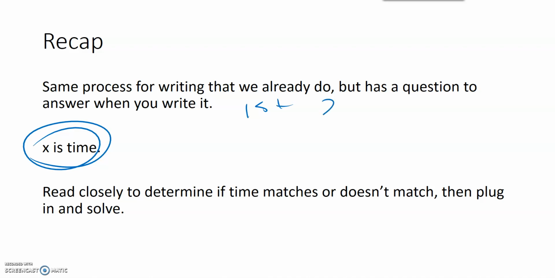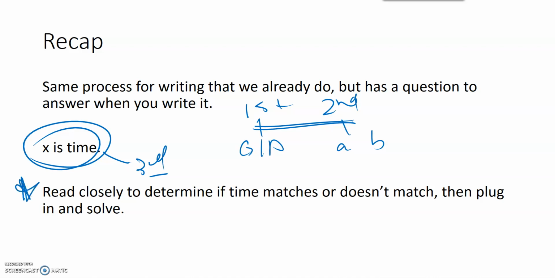So our first 2 read-throughs, okay, remember this is where we get growth or decay. This is where we identify A and B. On our third read-through is where we identify time. You need to make sure that you're reading it closely, so if you determine that the time matches or doesn't match, is it type 1 or type 2, and then plug that in for x and solve.